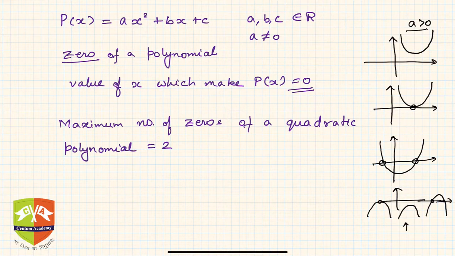Roots are used usually for equations. Now, what do we know? Let us say there are two zeros of this quadratic polynomial, and those zeros are alpha and beta. Let's say alpha and beta are zeros of p(x).